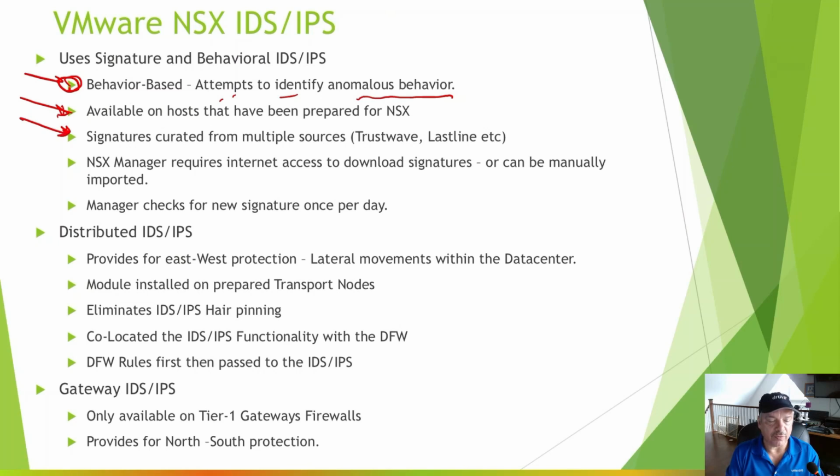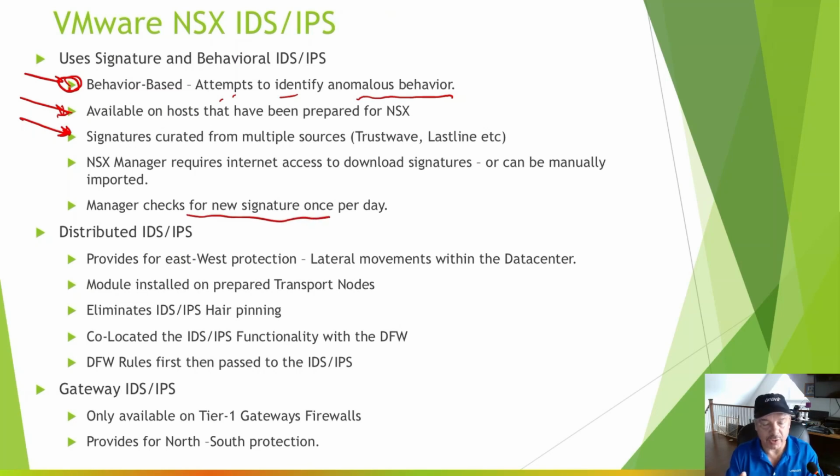Where do we get the signatures from? The signatures come from the VMware cloud, so the NSX manager needs internet access to download them. VMware curates all these signatures from different sources like Lastline, TrustWave, and so on. It puts them all together, and then your NSX manager can download those. The NSX manager will check for new signatures once a day.